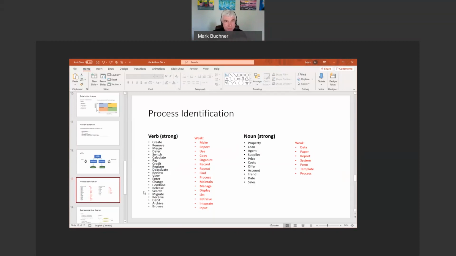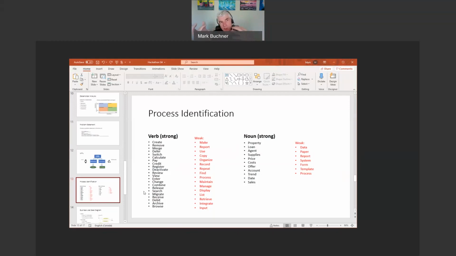Well, typically it starts with CRUD. It starts with create, read, update, delete. Those are four really important things that you have to do. And you want to create, read, update, delete. What is it that you want to create, read, update, delete? Is it an invoice? Is it a report? Is it an order?